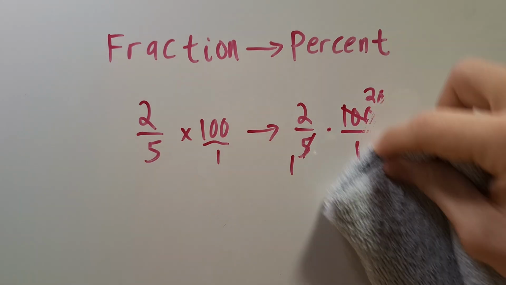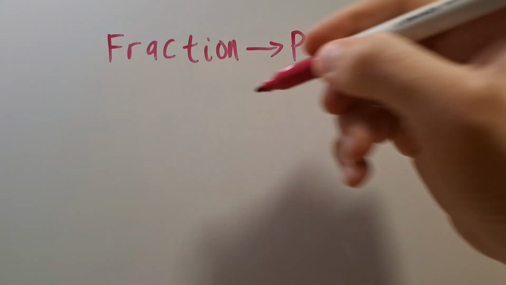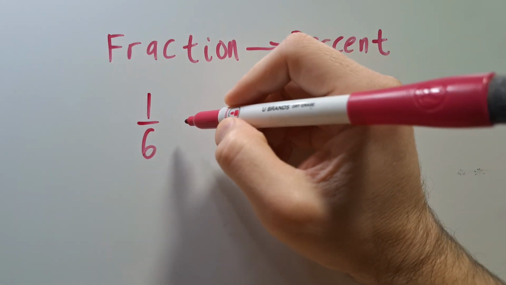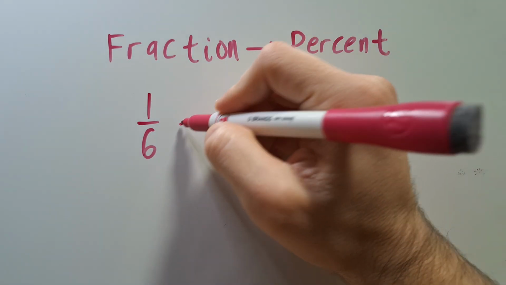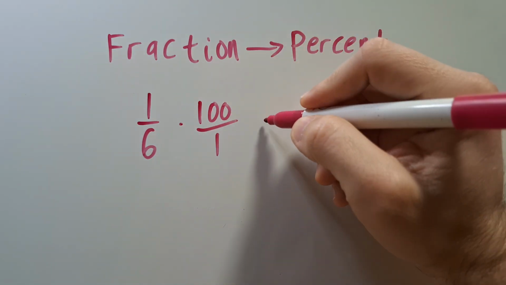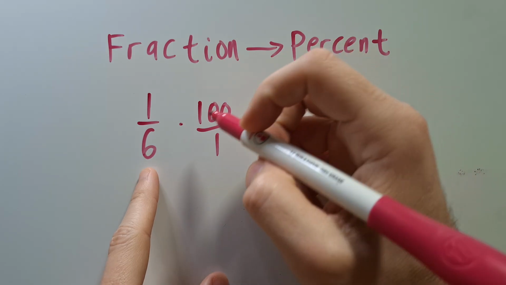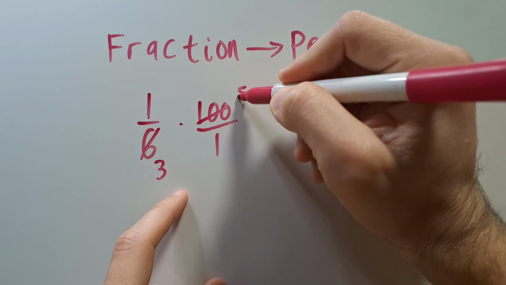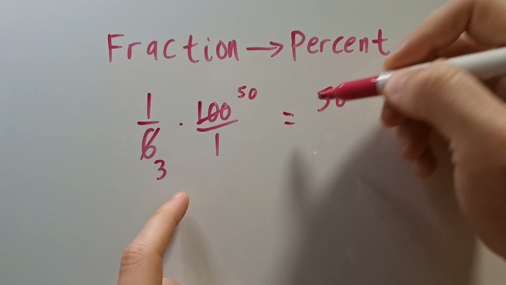Let's work out one more of these. Let's do 1/6. So converting 1/6 to a percent, both 6 and 100 are divisible by 2. So 1 times 50 over 3 times 1.